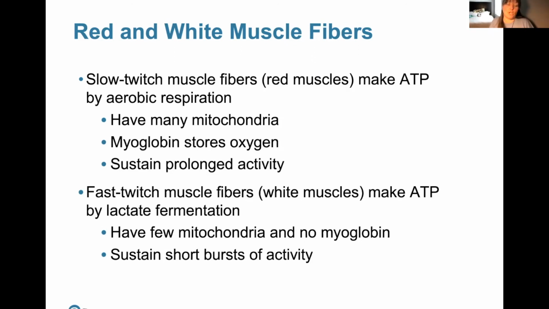And there you go. So later when I ask you, what did I tell you, or how did I tell you to remember it? Chickens, remember, dark meat, it's the slow twitch, prolonged activity. Fast twitch, white meat, burst of activity. There you go.